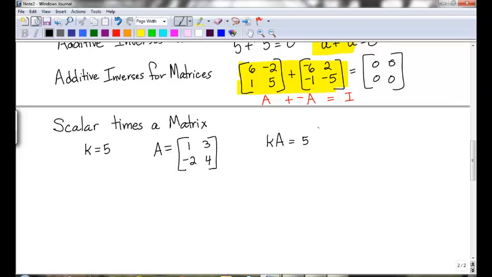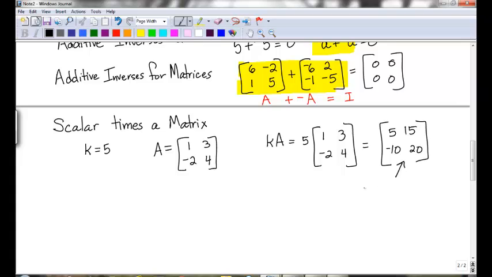So usually you just write your scalar out front, and then you multiply 5 times each one of those. So 5 times 1 would be 5. 5 times 3 would be 15. 5 times negative 2 would be negative 10. And 5 times 4 would be 20. And this has a special name. What you're figuring here is called a scalar product. You're just multiplying.